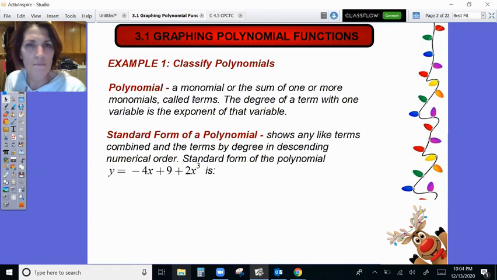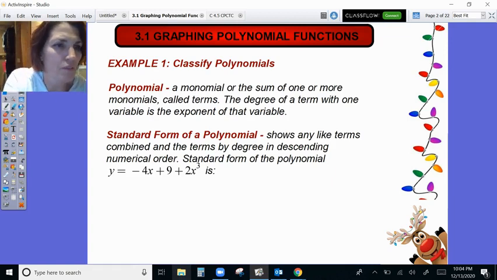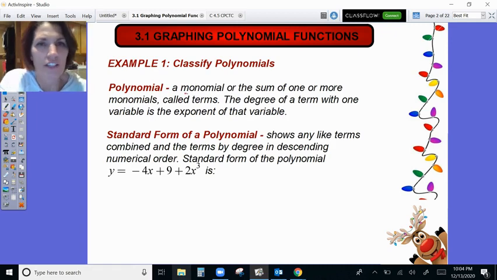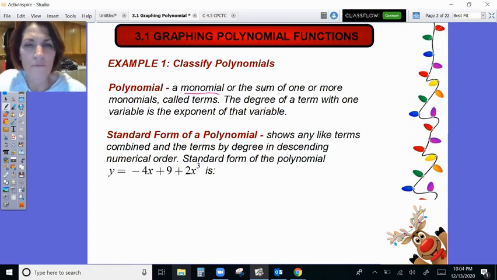A polynomial is either going to be a monomial, which is a single term, or the sum or difference of one or more monomials, called terms. So it could be multiple terms or just one term. The degree of a term with one variable is the exponent of that variable.